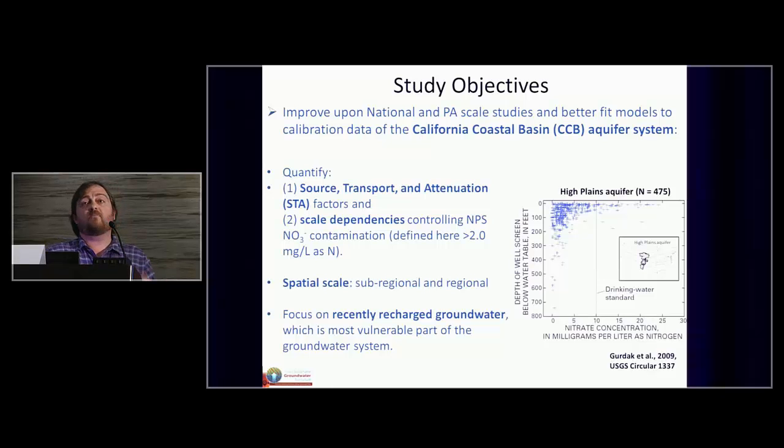And we're focusing again on recently recharged groundwater. This is the most vulnerable part of an aquifer system. Just to show you some example data here, this is from the High Plains Aquifer. You're looking at nitrate concentration as N, and this is depth of the well screen below the water table. Most of the elevated nitrate tends to be right at the water table, and where there's high capacity irrigation wells, that can cause vertical mixing and drawing down the nitrate to deeper depths. But we're focusing again on the recently recharged groundwater.